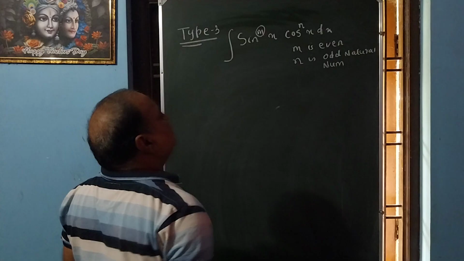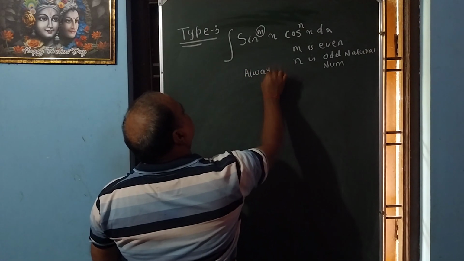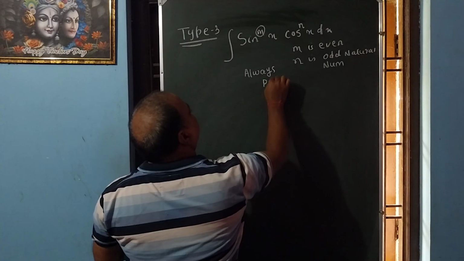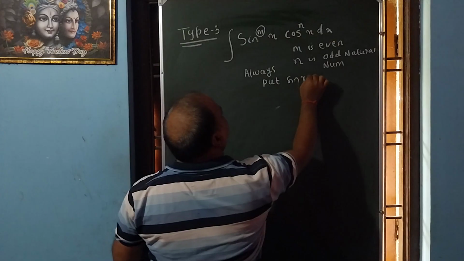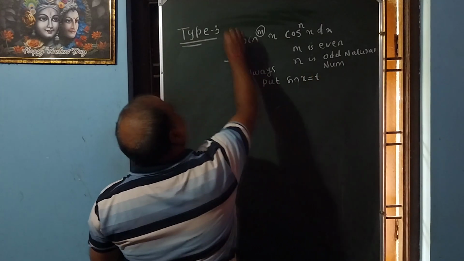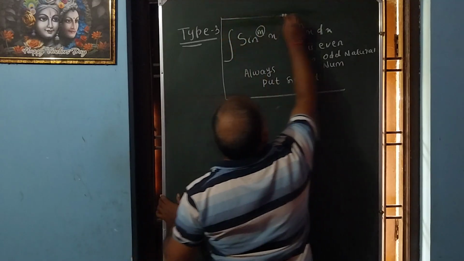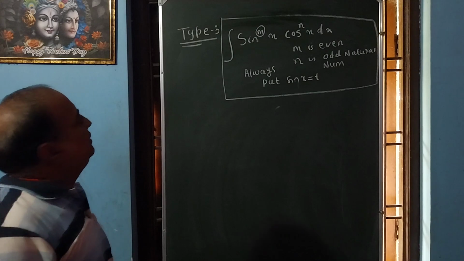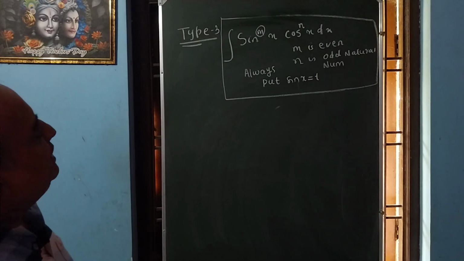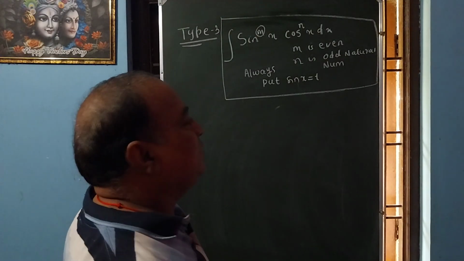In this case, always put sin x is equal to t. Remember, this is a very important type. Write down type number 3: m is even and n is odd. In this case, always put sin x is equal to t.